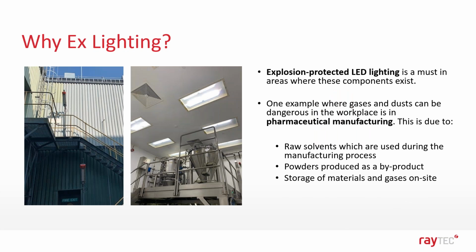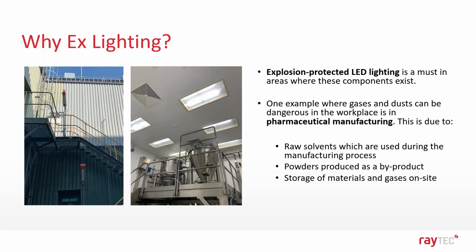So why EX lighting? Explosion protected lighting means that the luminaire has been designed to prevent the source of ignition and to prevent an explosion. EX lighting is often required for many areas throughout the site, including internal manufacturing areas, clean rooms, internal and external access, as well as storage areas.